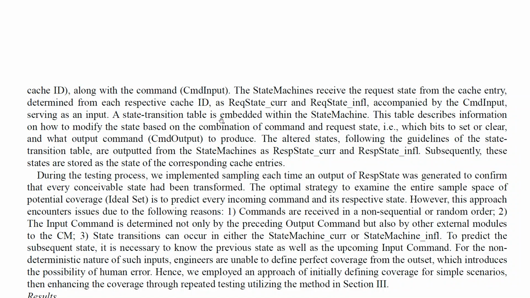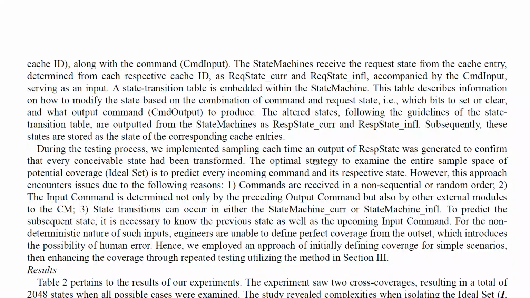A state transition table is embedded within the state machine. This table describes how to modify the state based on the combination of command and request state. That is, which bit to set or clear, and what output command, CMD output, to produce. The altered states following the guideline of the state transition table are outputted from the state machines as alias state _CURR and alias state _INFL. Subsequently, these states are stored as the state of the corresponding cache entries.